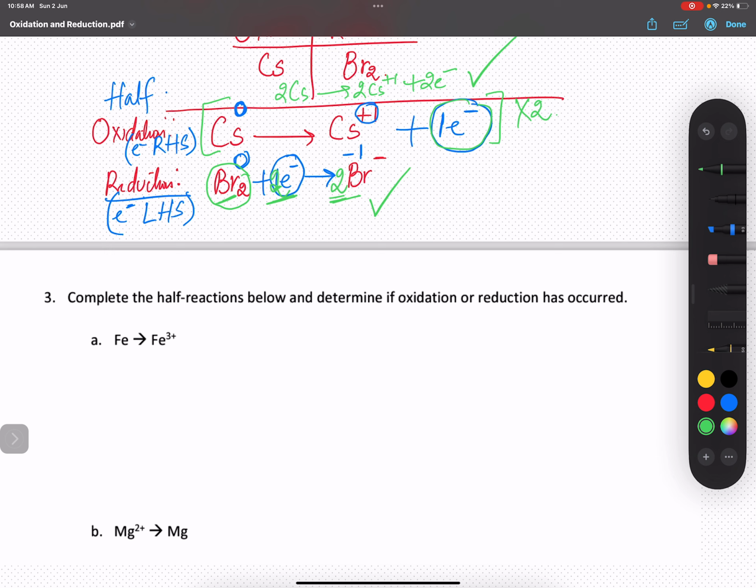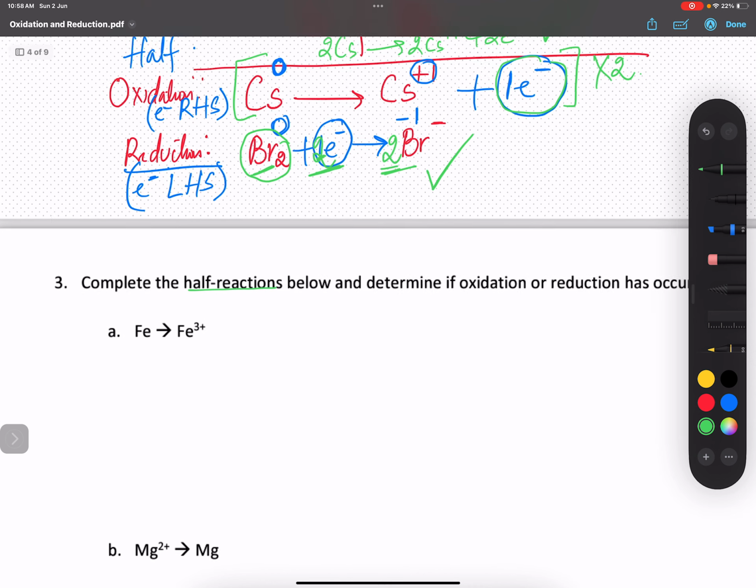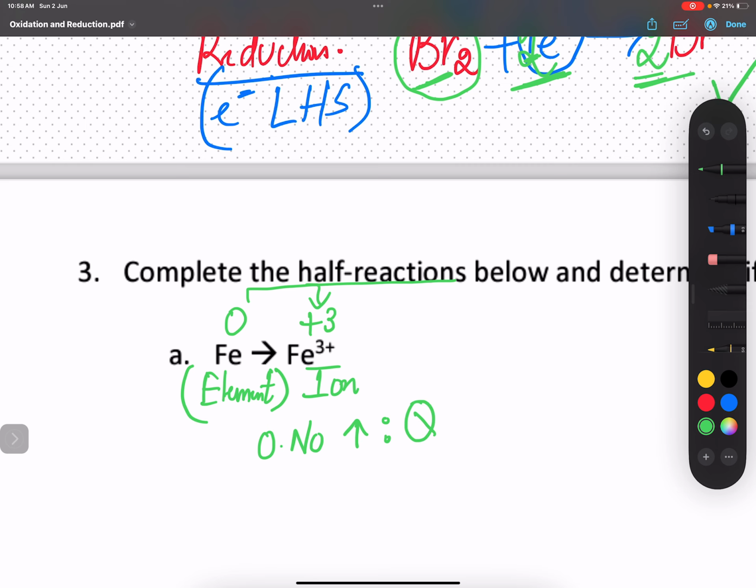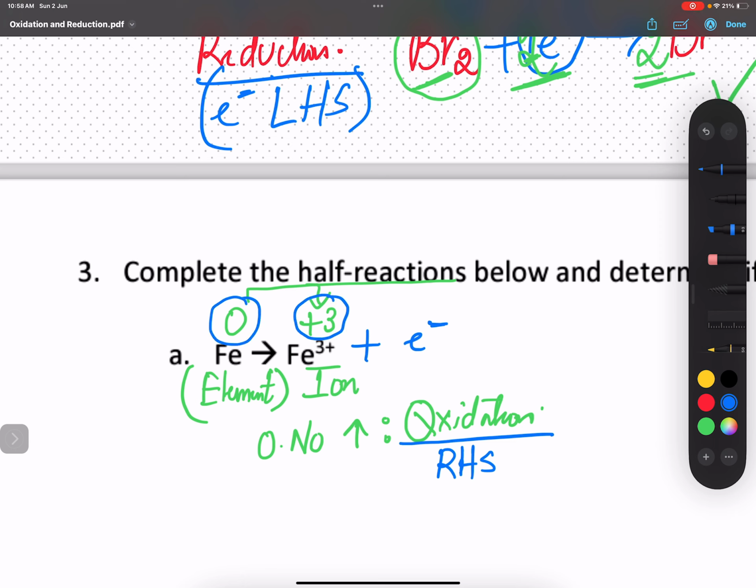Next comes: complete the half reactions for the following and determine if it is oxidation or reduction. The first step is to find the oxidation numbers. This is an element, so the oxidation number is going to be 0. This is an ion, so the oxidation number is +3. Compare: the oxidation number has increased, so this is my oxidation. Now you have to complete the half reaction. As I told you, whenever you have oxidation, electrons will be on the right hand side. The oxidation number has changed by 3, so you will write 3 electrons.